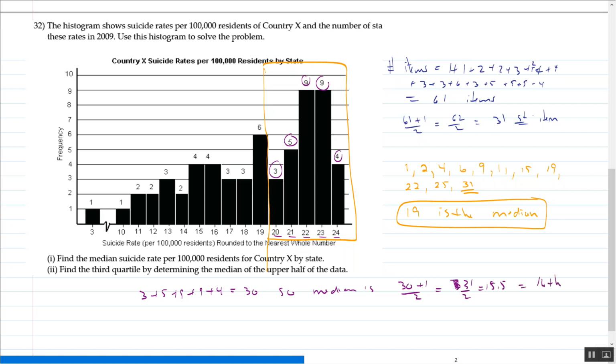So I'm going to look at the 16th item. So I have to find the 16th item on here. Again, I'm going to go back through and add these up and figure out where 16 comes in. Once I do the 20, I've got 3 items. Then I add on the 21, so that gives me another 5, so I'm up to 8. Then I add on the 9, and that brings me up to 17. So somewhere right here is where I got to my 16th item, and that data item corresponds to 22. So the third quartile is going to be 22.